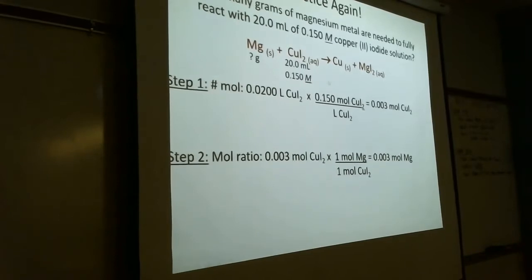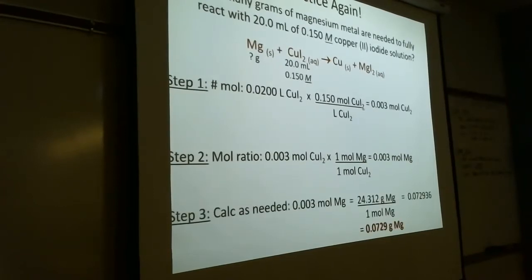The problem asks how many grams. So what do I use there? Just the molar mass, right? Molar mass is 24.312 grams per mole. Rounding my final answer to 3 significant figures, I got 0.0729 grams. Did you?